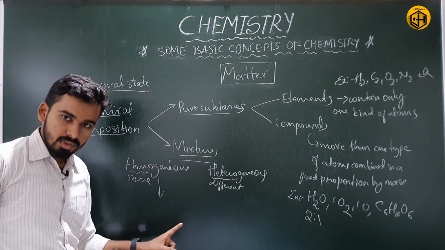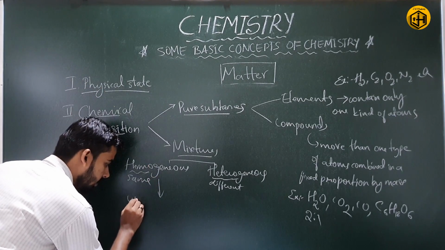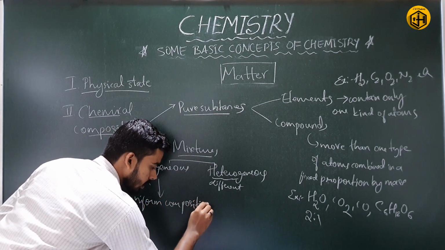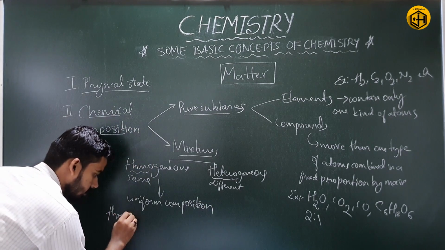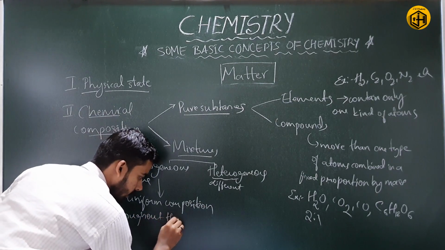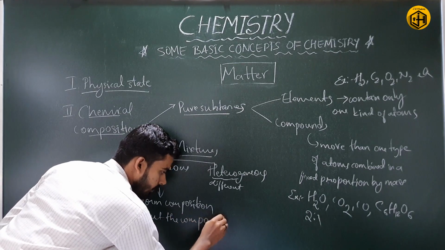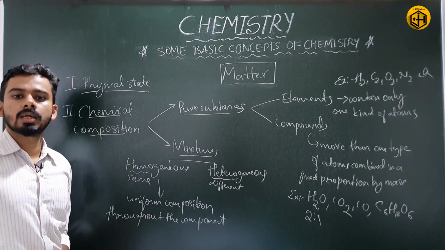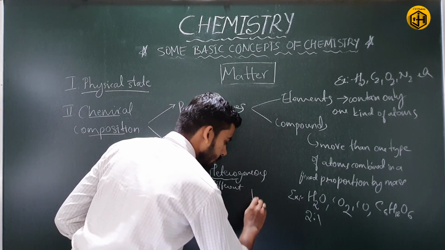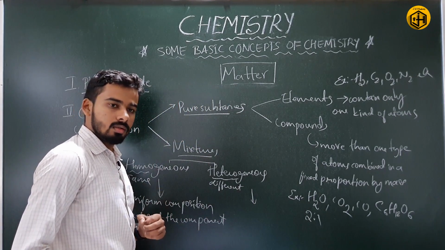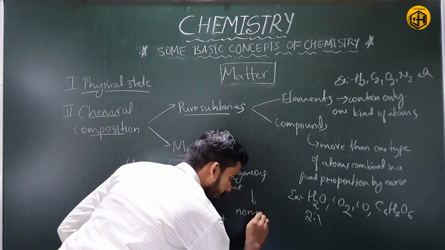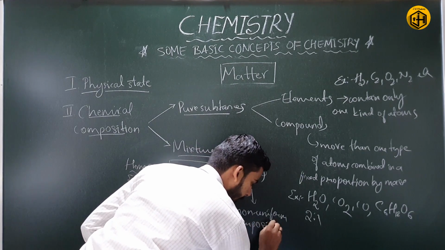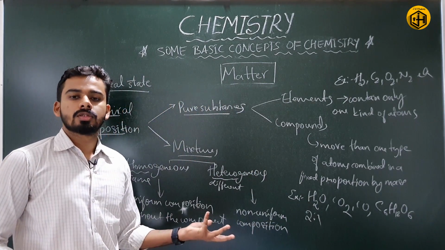Homogeneous mixtures are the mixtures which contain uniform composition throughout the mixture. What about heterogeneous mixtures? Their definition: they contain non-uniform composition of constituents.